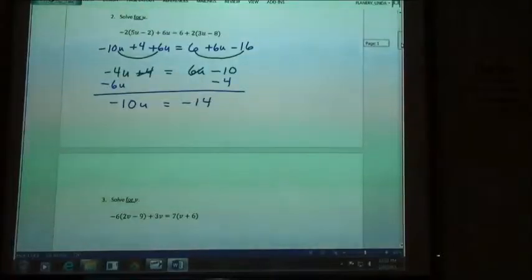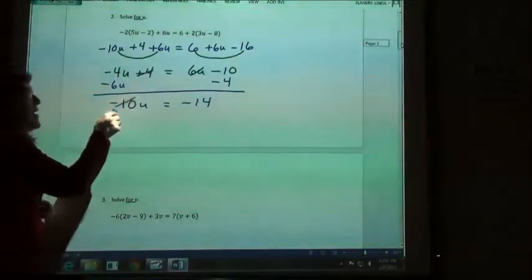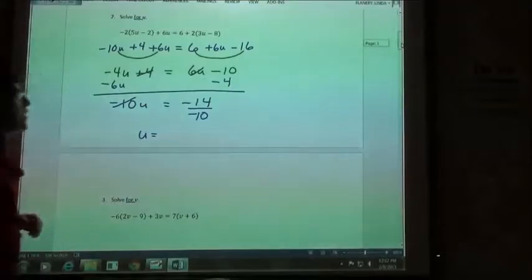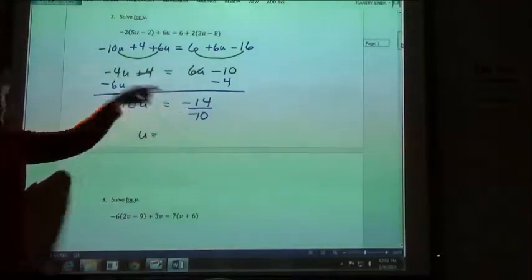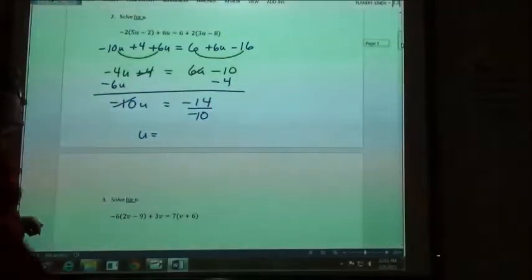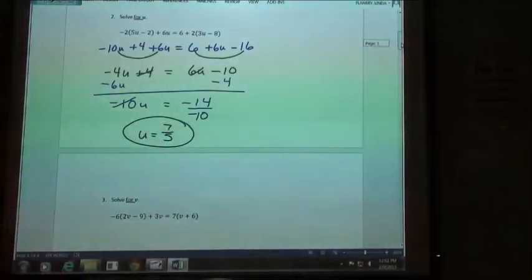My last step, divide by that negative 10 and simplify my fraction. A negative over a negative makes it a positive, and if I divide by 2, I would get 7/5. So u equals positive 7/5. These are the longest ones you're going to have.